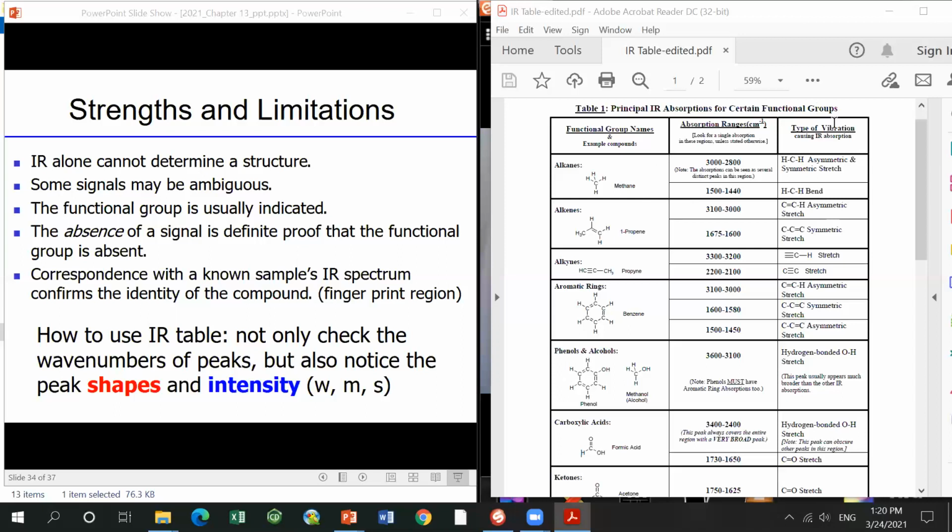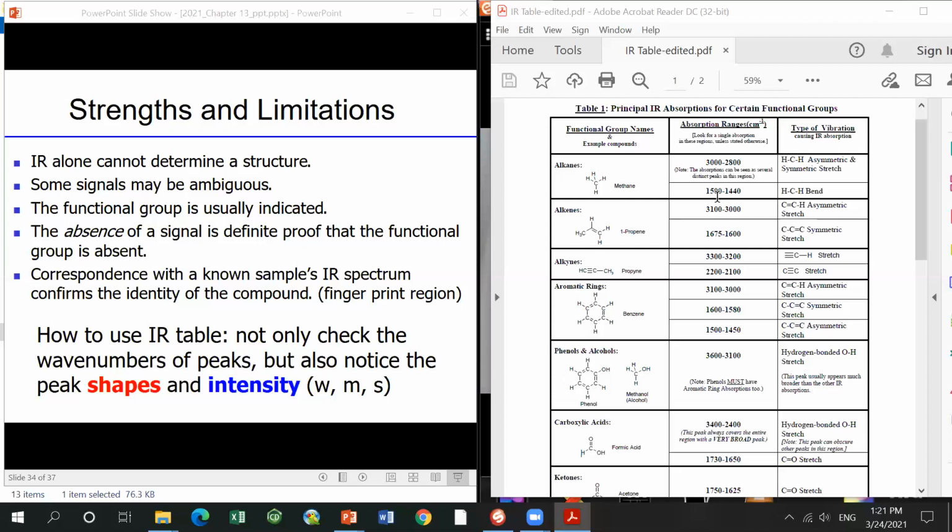And that determines whether there is a signal or not. But the shape and the intensity can provide a lot of information. For example, we just learned the alcohol and also the carboxylic acid. All of them show an OH stretching peak, centered around maybe 3200. But the alcohol OH peak is much more symmetrical, and has a very nice rounded tip.